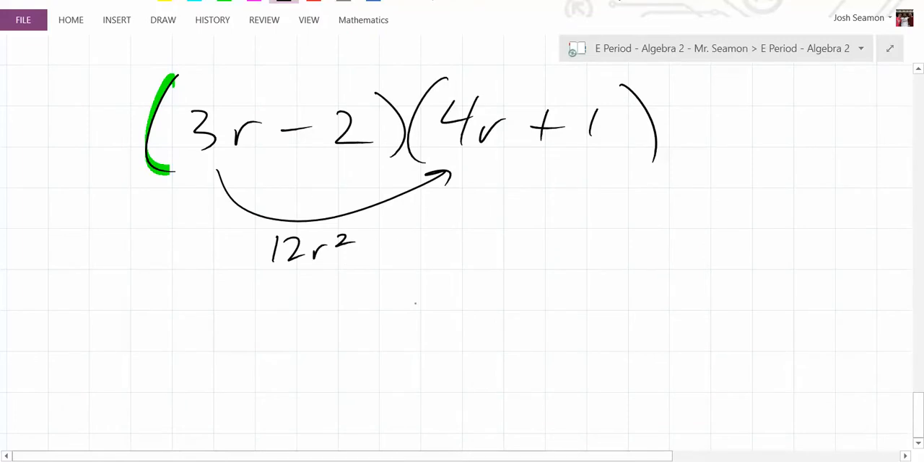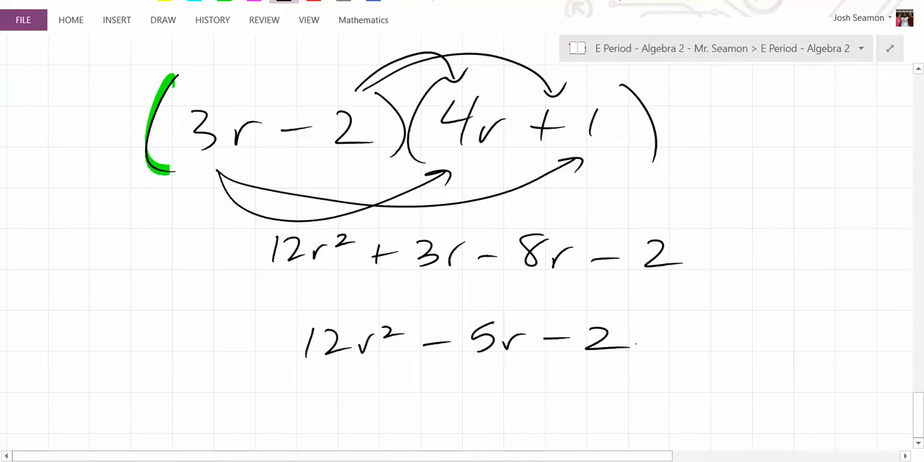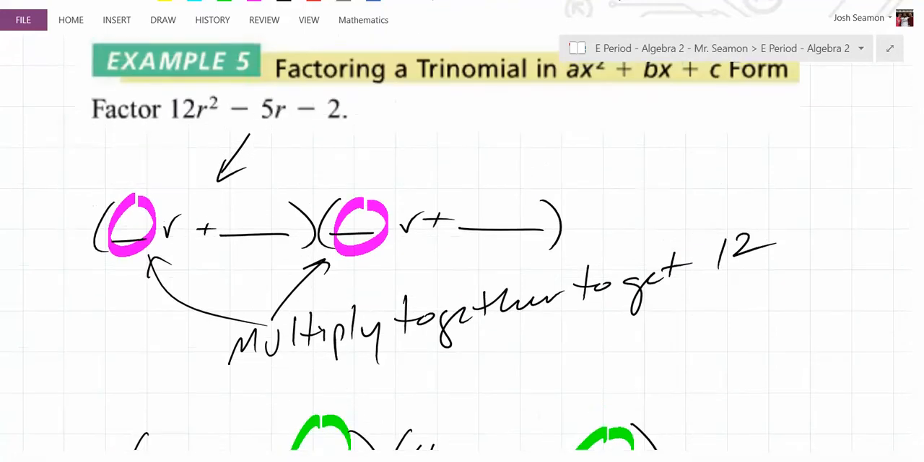12r squared plus, we have 3r times, plus what? 3r. And then you have right here, we have negative what? Negative 8r. And then negative 2 times 1 is negative 2. So what do we end up with? 12r squared minus 5r minus 2. Did we actually get it right on our first try? Yeah. We did. We got it right on our first try.